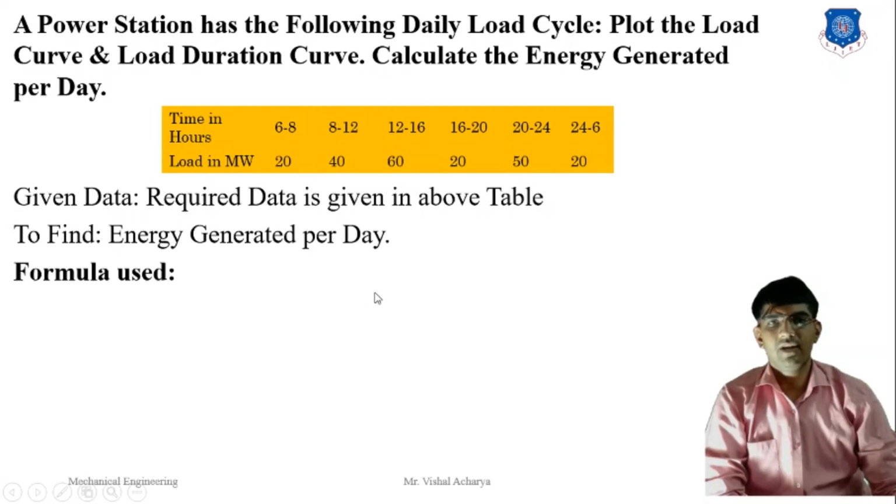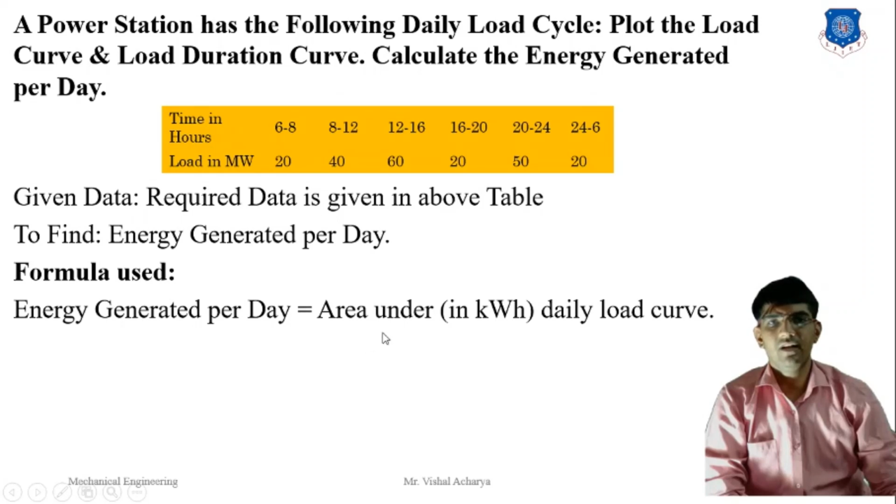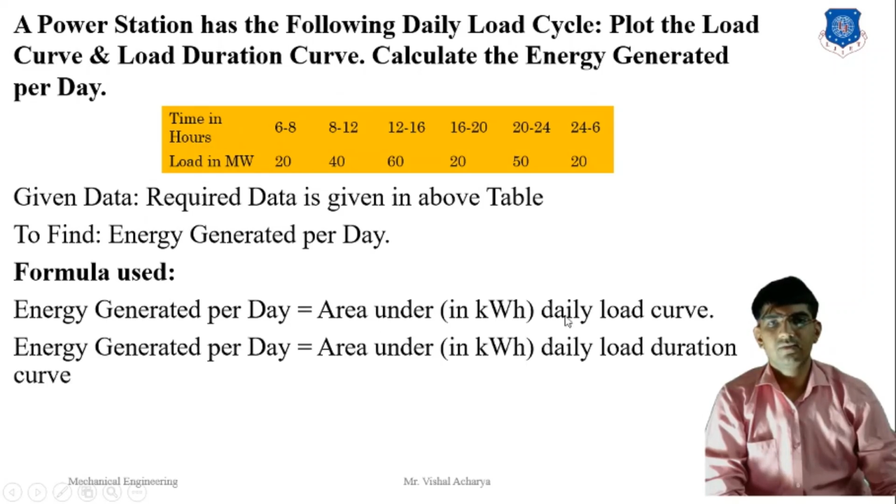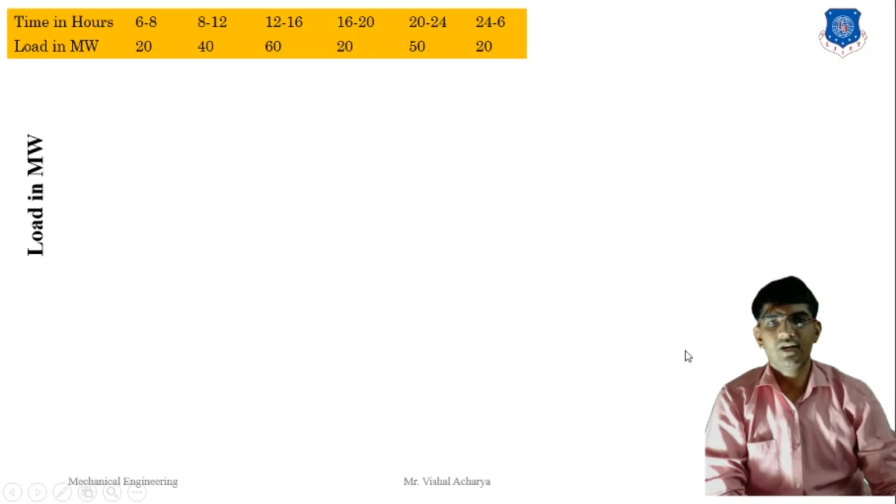The formula for energy generated per day is equal to the area under the daily load curve, which is equal to the area under the daily load duration curve.